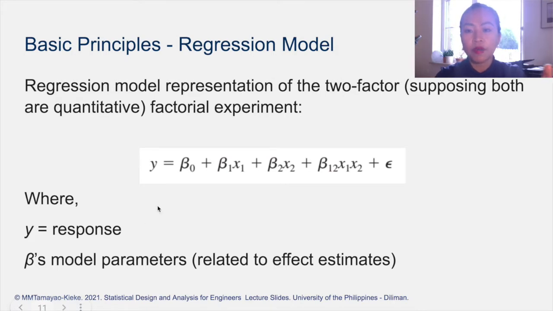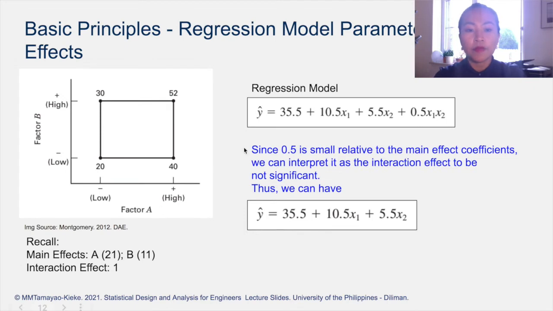To compute the parameters of the regression model, we can directly compute from the responses and main effects. The parameter beta naught is equal to the average of the responses, while the parameters beta 1 and beta 2 are 1/2 the main effects of the factors represented by x1 and x2. Beta 1,2 is 1/2 the interaction effect.